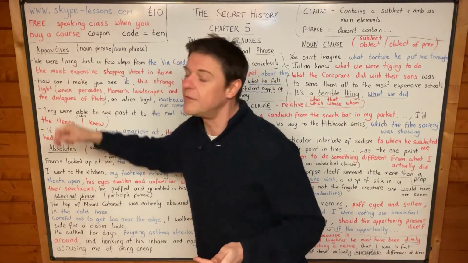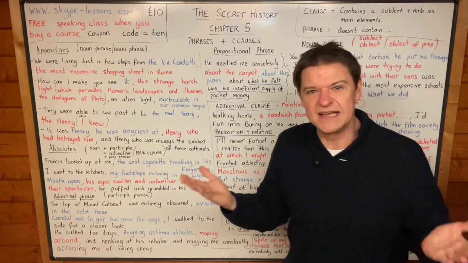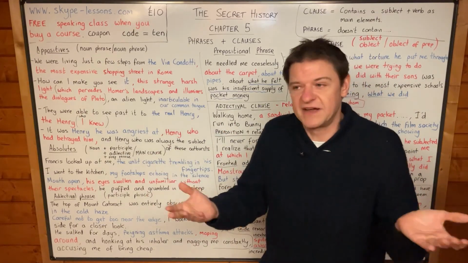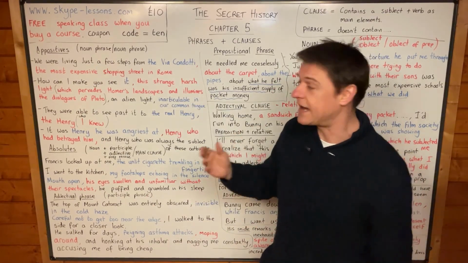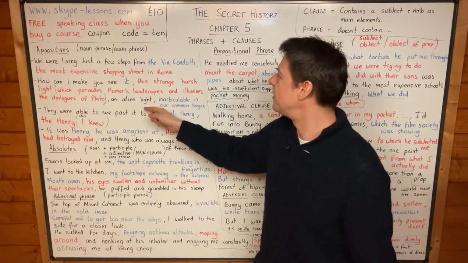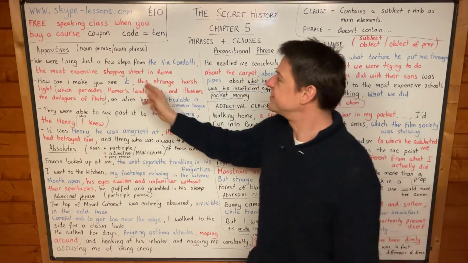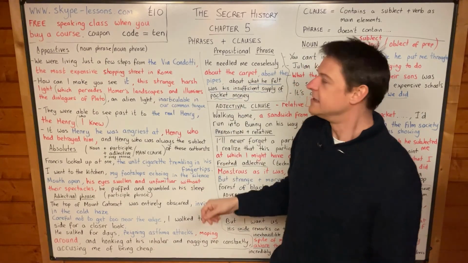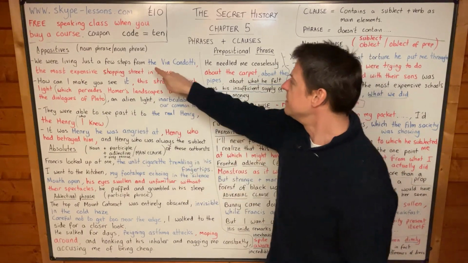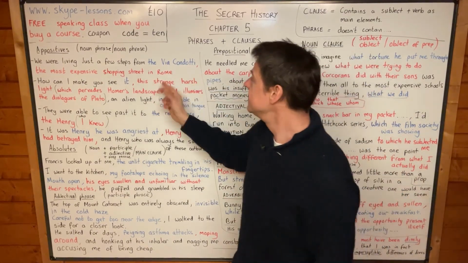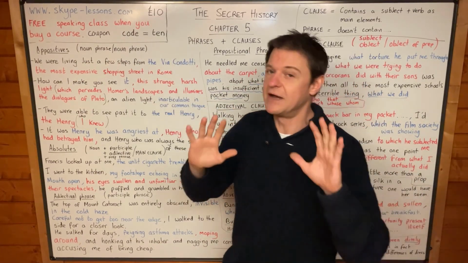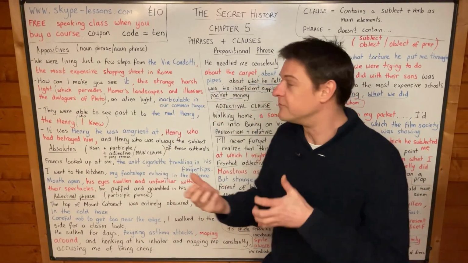And so this is an example of an appositive, and it's probably the least interesting, the most boring type of appositive, when you get a person's name and then, you know, a person's profession or something like that. And the very first example we have here from the book is probably the most boring type. "We were living just a few steps from the Via Condotti, the most expensive shopping street in Rome." So that's a noun phrase, the Via Condotti, and we know it's a noun phrase because it's coming after a preposition. And prepositions, most of the time, not always in English, but most of the time, will have a noun phrase after them.